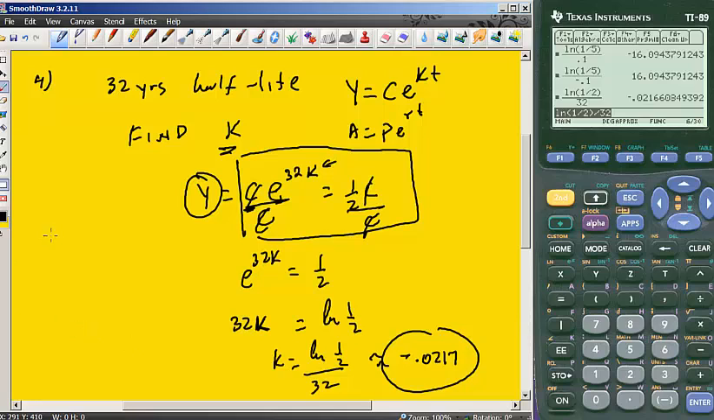So my formula looks like this: y is equal to C e to the negative 0.0217 t. That is the formula for this particular problem. But we're only asked to find k, so you're done when you get to there. All right, one last one.